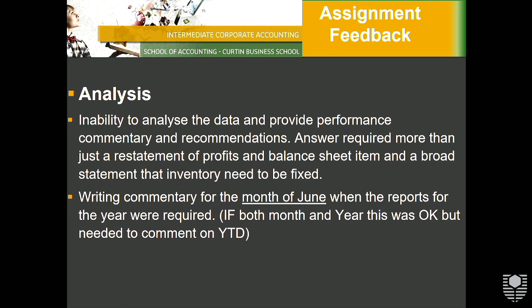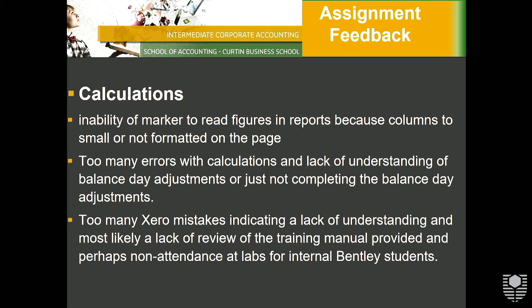Some people just in their analysis, they didn't really do a good analysis. They just restated the question. And then said, this is the profit they made, this is their assets, this is their liabilities, and that was it. They didn't really give me anything extra with that. I would have liked to have had a little bit extra.